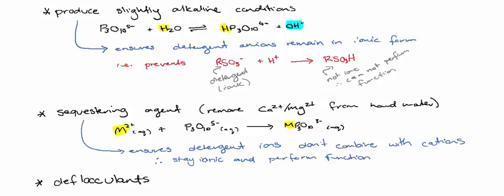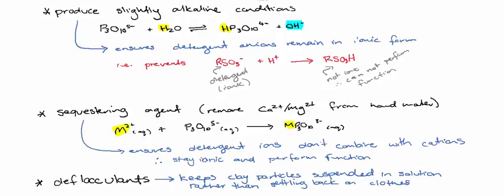Lastly, they act as deflocculants. So before you get your head around what a deflocculant is, basically a flocculant is something that causes small particles to clump together and form flocks. So a deflocculant is something that prevents small particles from clumping together. So in acting as a deflocculant, the tripolyphosphates keep small clay particles suspended in solution rather than clumping together and settling back on the surface of clothes.